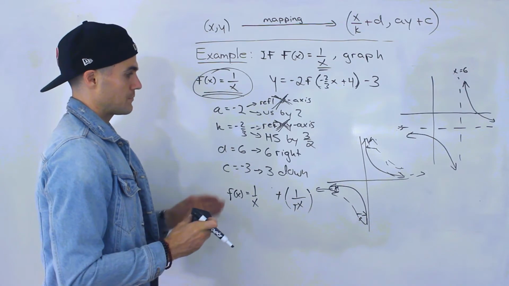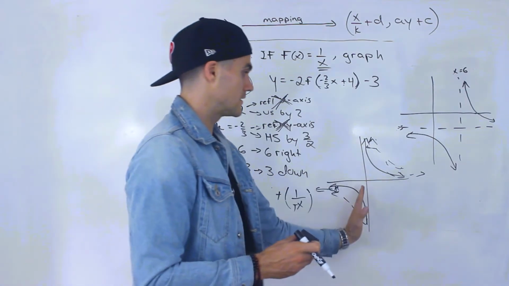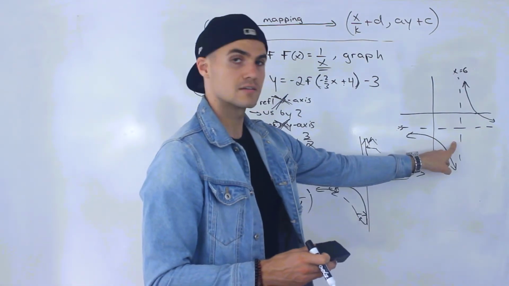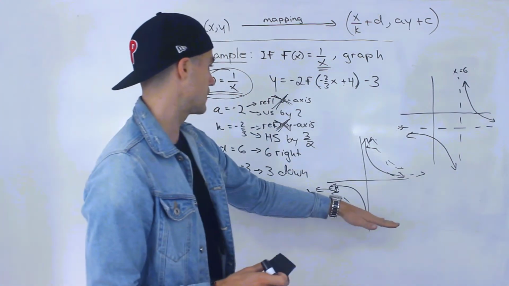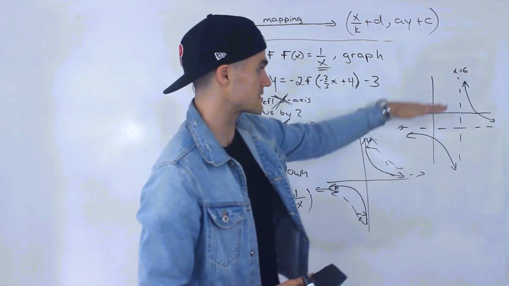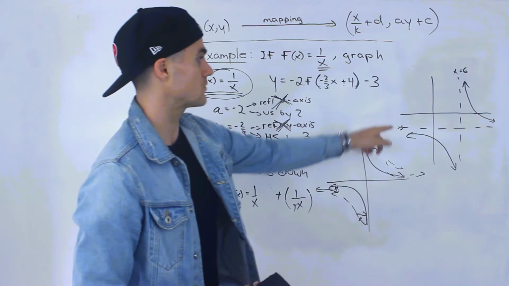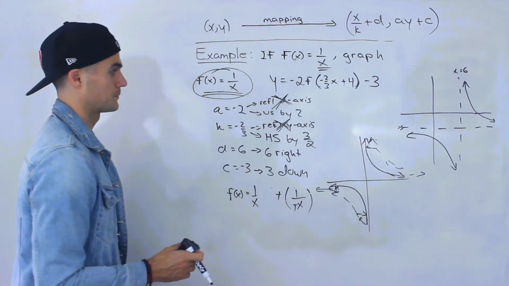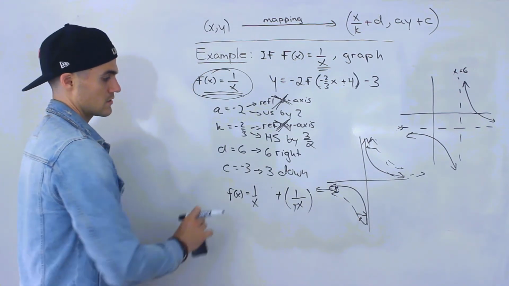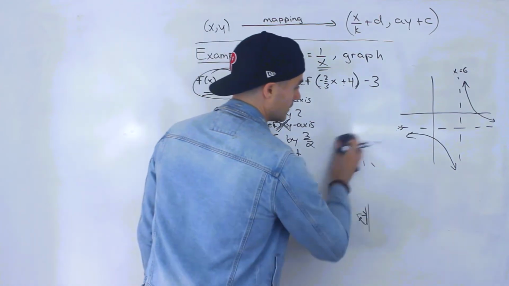And then what happens is we're going to go 6 to the right, taking this vertical asymptote, shifting it 6 to the right, and then 3 down, taking the horizontal asymptote, shifting it 3 down. So we end up with that graph right there. Right? So these are the transformations that happen.